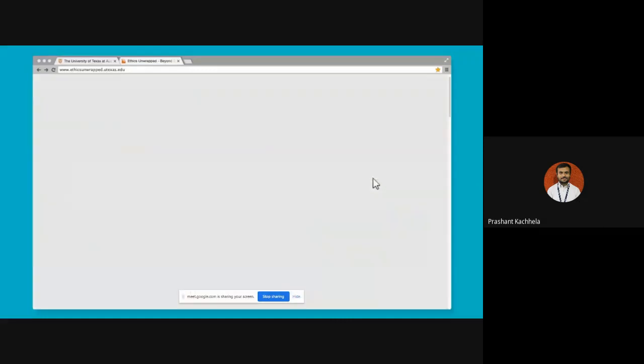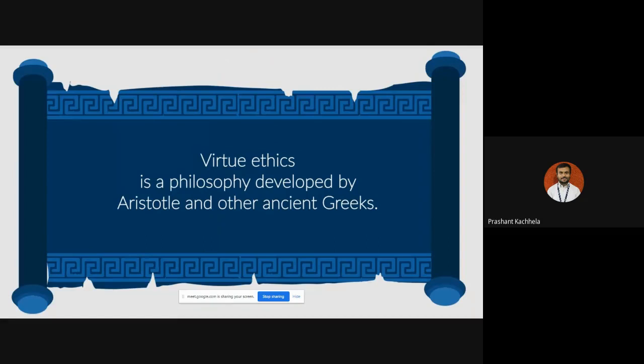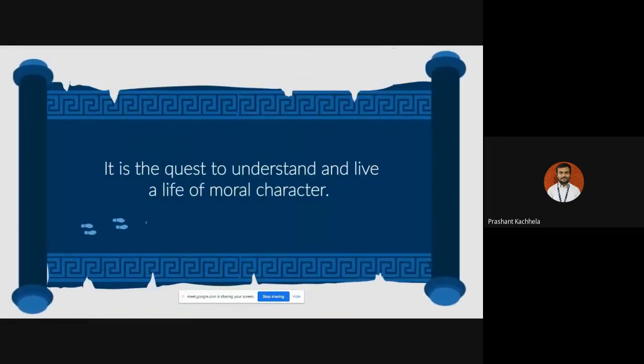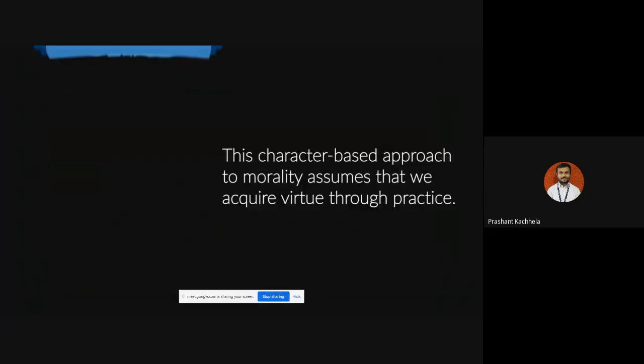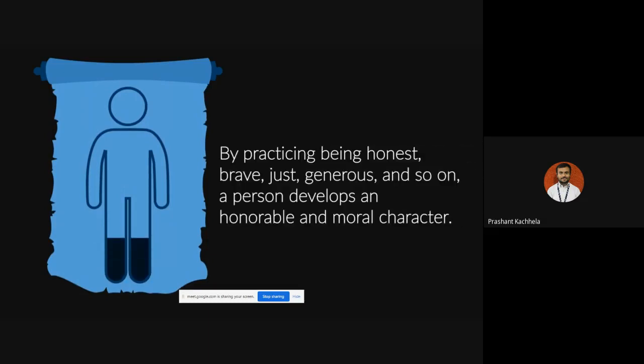Virtue ethics. Virtue ethics is a philosophy developed by Aristotle and other ancient Greeks. It is the quest to understand and live a life of moral character. This character-based approach to morality assumes that we acquire virtue through practice. By practicing being honest, brave, just, generous, and so on, a person develops an honorable and moral character.